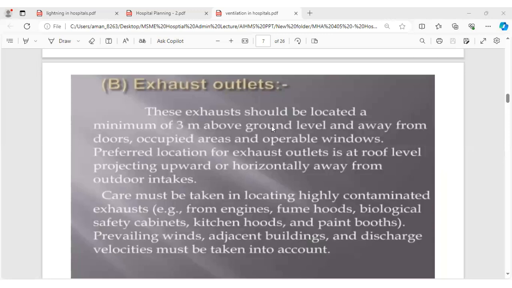Care must be taken in locating highly contaminated exhaust, for example from engines, fume hoods, biological safety cabinets, kitchen hoods, and paint booths. Prevailing winds, adjacent buildings, and discharge velocities must be taken into account.